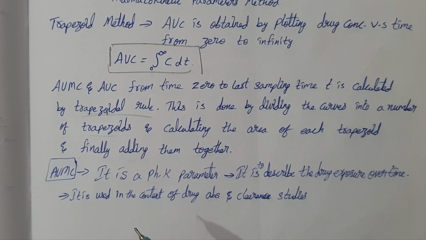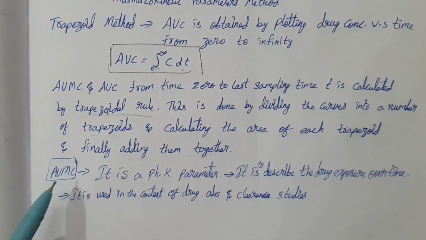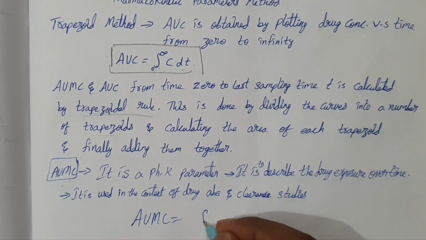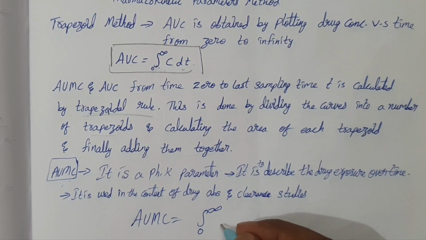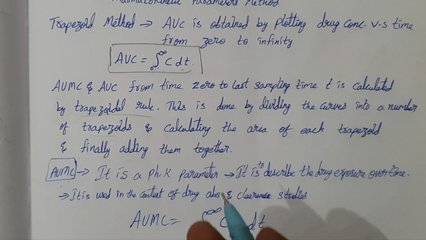AUMC is the area under the first moment curve. It is used along with AUC to calculate MRT. It represents the product of plasma drug concentration and time over the time. Okay. AUC formula is integration 0 to infinity C dt, while the AUMC formula is AUMC equals the integration of 0 to infinity t into C dt. This value is especially helpful when studying absorption and clearance.